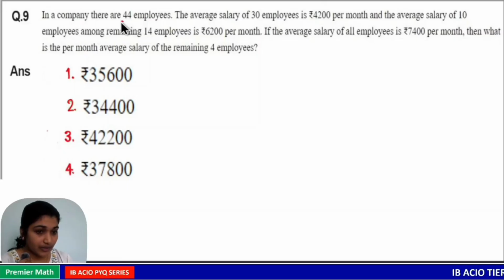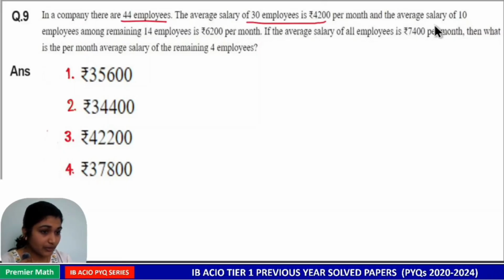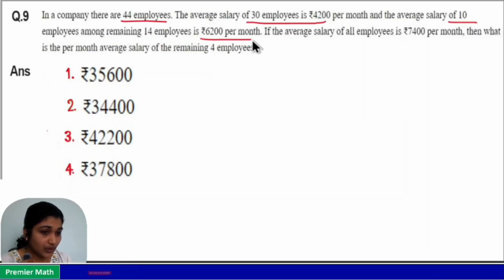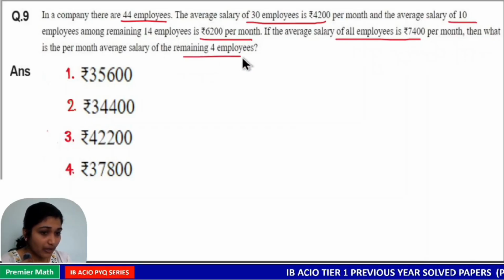In a company, there are 44 employees. The average salary of 30 employees is 4,200 per month, and the average salary of 10 employees among the remaining 14 employees is 6,200 per month. If the average salary of all employees is 7,400 per month, then what is the per month average salary of the remaining 4 employees?